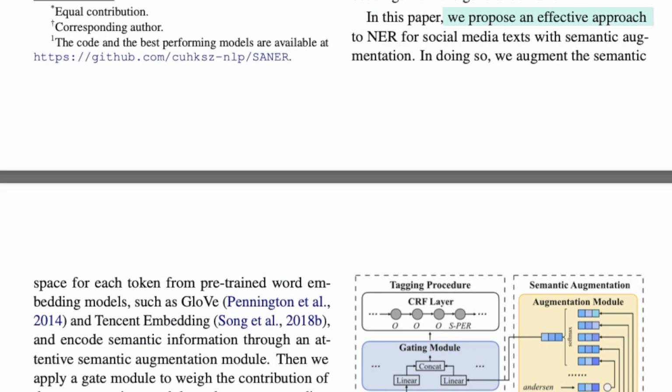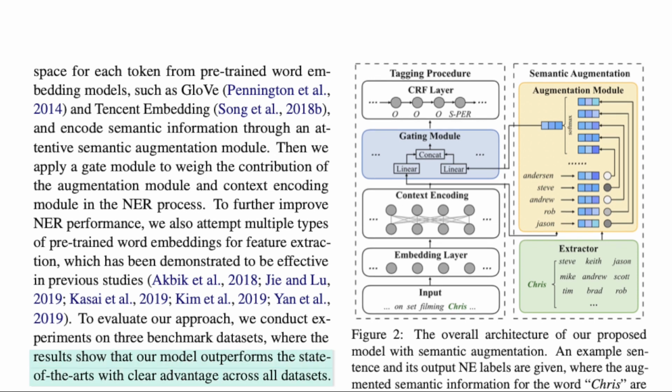Overall, the main contribution of the paper is as follows. In order to solve the data sparsity problem, they propose an effective NER model with semantic augmentation and achieve strong performance results in both English and Chinese datasets.